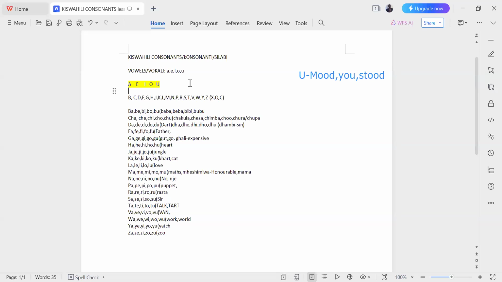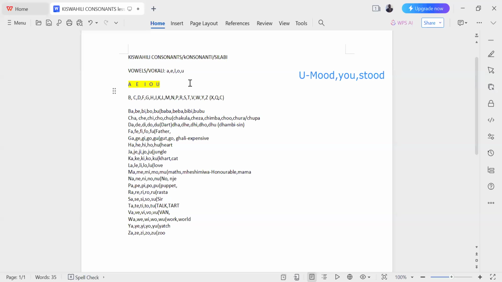Then S like in the word stars. That's how S comes out. T like in the word talk. V like in the word van. Then W like in the word work, is wa. Then Y is like in the word yacht. Then Z is like in the word zebra. So these are the consonants, and up here are the vowels.